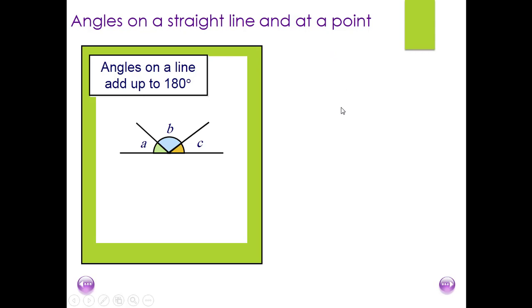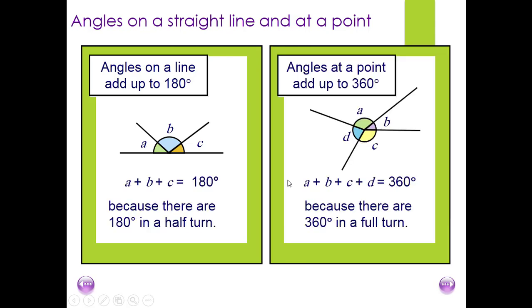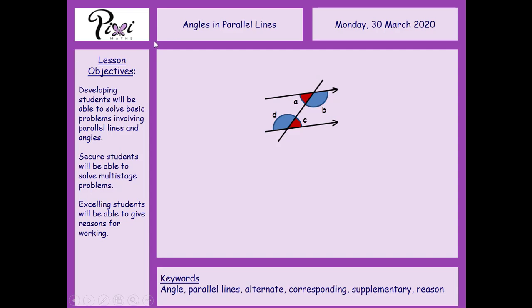Angles on a straight line and a point, we did it. Angles in parallel lines. The first one, when I have two parallel lines crossed by another line, when you have a shape like Z, I call these angles alternate angles. And when I say alternate angles, that means the angles with the red color, A and C, are equal. The same thing with B and D.